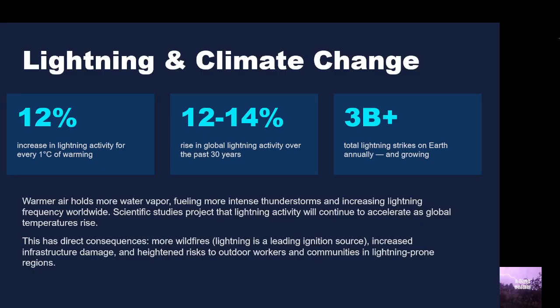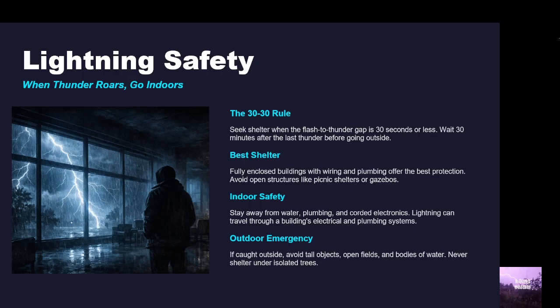Warmer air holds more water vapor, fueling more intense thunderstorms, increasing lightning frequencies worldwide. Scientific studies project that lightning activity will continue to accelerate as global temperatures rise. This has direct consequences: more wildfires, as lightning is a leading ignition source, increased infrastructure damage, and heightened risk to outdoor workers and communities in lightning-prone regions.